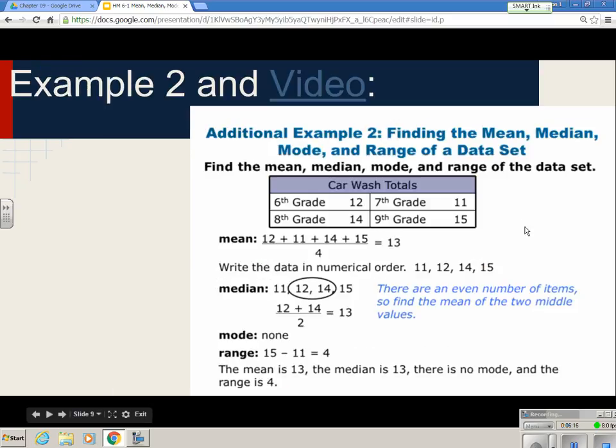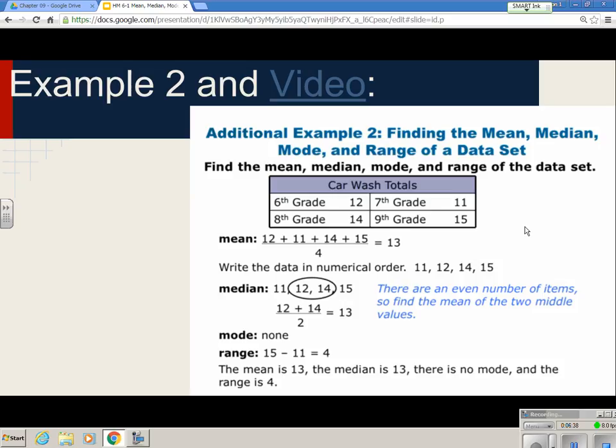All right, so let's see if we can now find the mean, median, mode, and range of this data set. So let's say we were looking at car washes for 6th, 7th, 8th, and 9th grade. I'm going to assume we're doing these as a fundraiser, not just as a punishment, but maybe it is a punishment. Who knows? So if we had to find the mean of the car wash totals, first thing you have to do is add all four up.